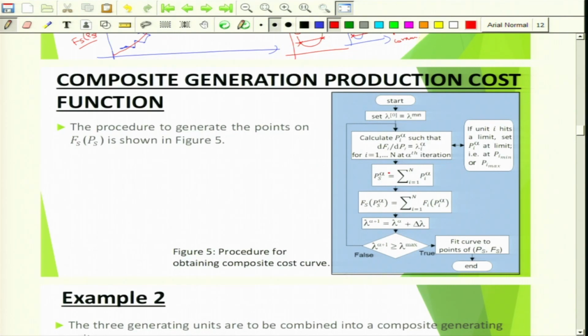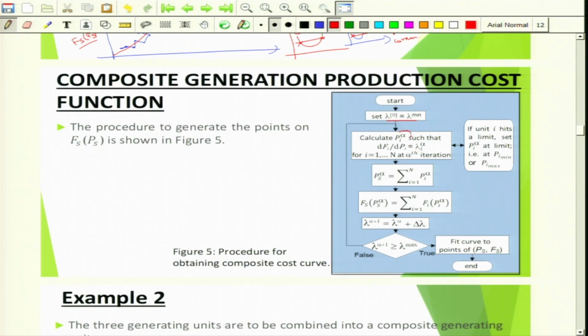Now whatever I have explained, I am taking a flow chart to make you understand in a better way. You can see here the procedure is explained. First start the lambda, first take some lambda, and then obtain, let us assume that that is the lambda minimum, and then you calculate the P alpha such that df by dp is equal to lambda I of alpha.